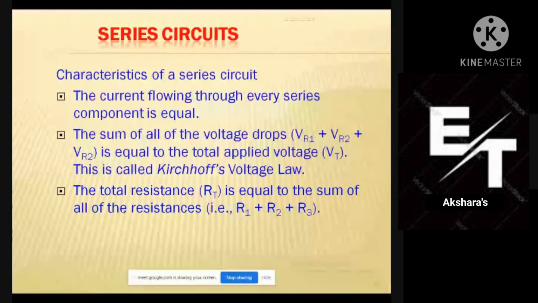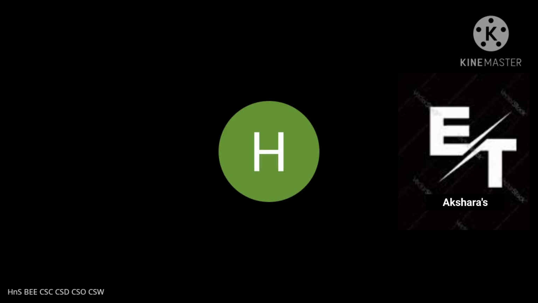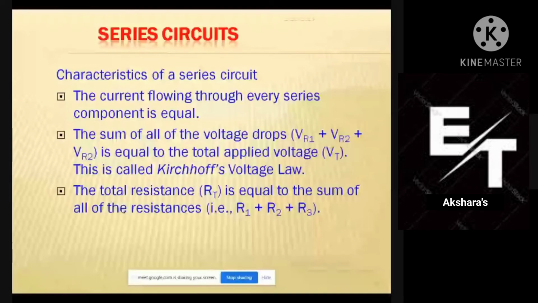And coming to the second point, by taking the Kirchhoff voltage law statement, the total voltage equals VR1 voltage plus VR2 voltage plus VR3 voltage. In our previous circuit, we have a total of three resistors. That's why I'm taking VR1, VR2 and VR3.